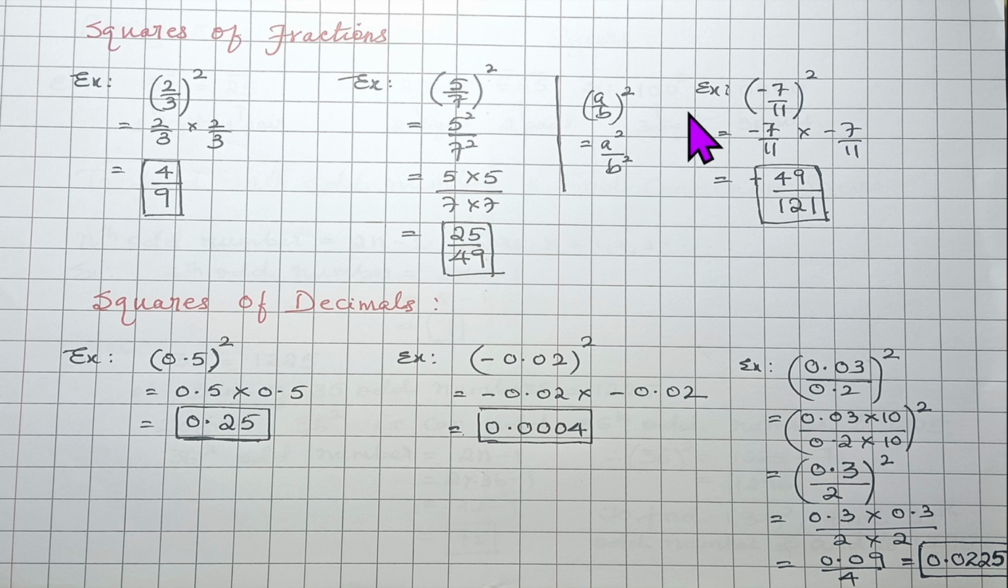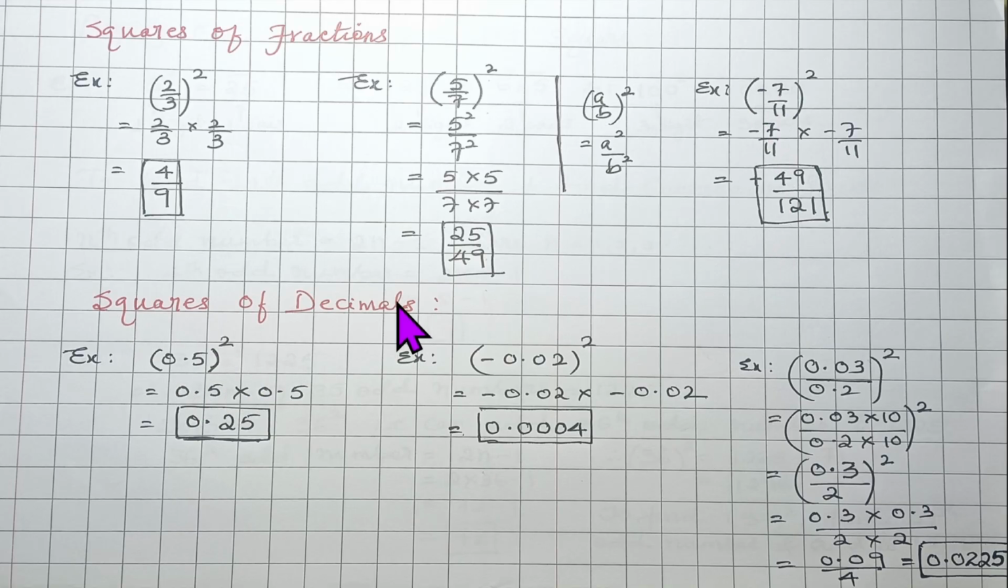5 by 7 square can be written as 5 square by 7 square, that is 5 into 5, 7 into 7, that is 25 by 49, because A by B whole raised to square is equal to A square by B square, we know that. And minus 7 by 11 square will be minus 7 by 11 into minus 7 by 11, minus into minus is plus, 7 7 is 49 and 121. So please remember these examples.